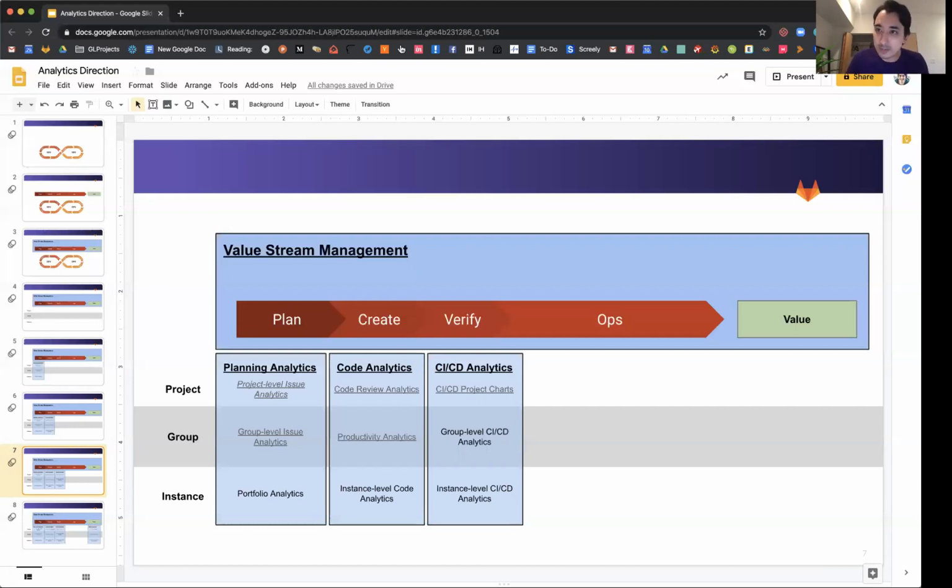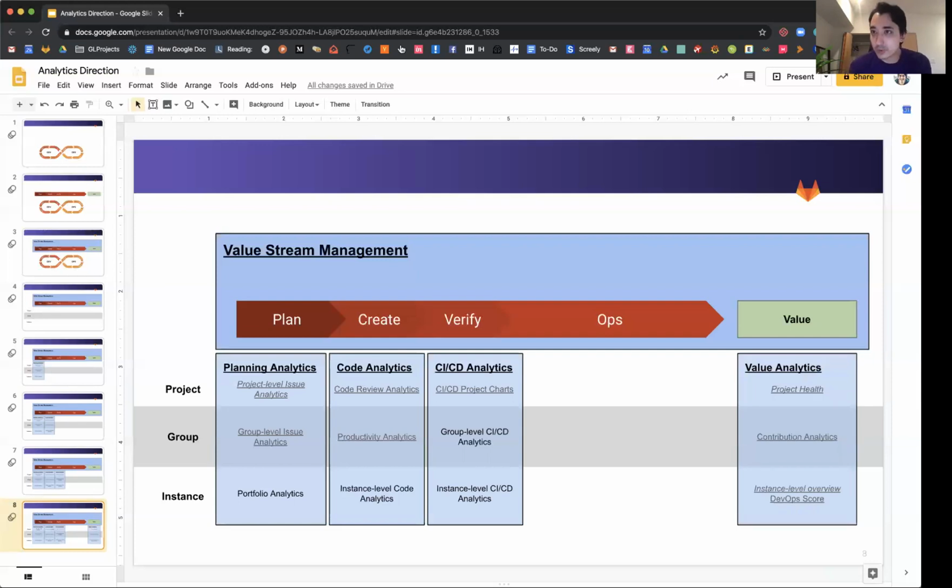But I think that leaves the last bucket, which is what does value mean? And I'm calling this category value analytics at the moment, but I think there's also an opportunity for us to showcase the value that you are delivering with your value stream. I think the ultimate goal is to be able to show business metrics like revenue and retention and the actual benefits that your software development lifecycle is adding to your deployed applications.